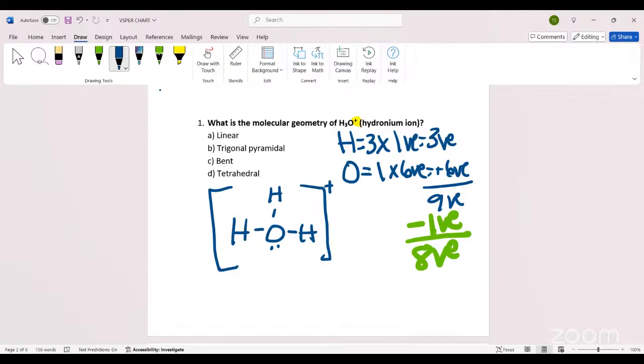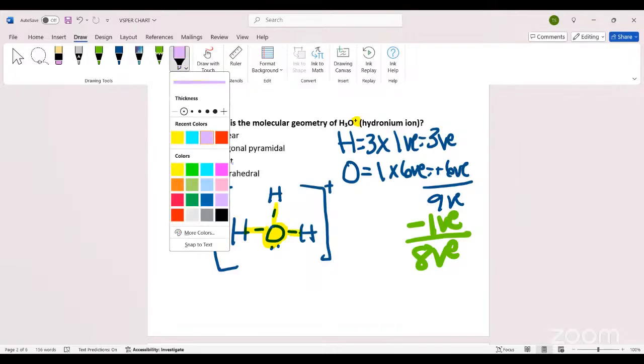Now, let's take a look at the shape. How many bonds are popping off of oxygen? Remember, a valence electron is negative. If the charge is positive on the polyatomic ion, you've got to deduct it. If it's negative, you've got to add it. There is a difference. How many bonds are popping off of oxygen? 1, 2, 3. All right, next question.